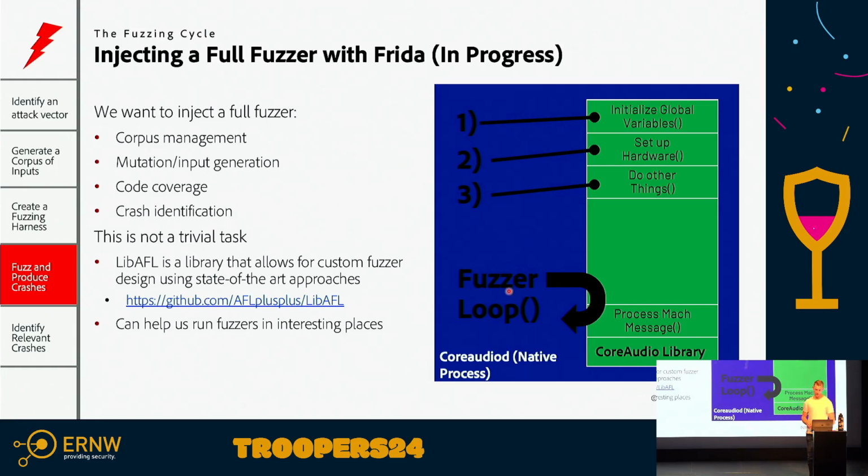So now instead of our core audio D process doing its setup and then just waiting for Mach messages, we instead have it spawn LibAFL and our fuzzer and just start looping forever, getting code coverage and hopefully causing lots of crashes.